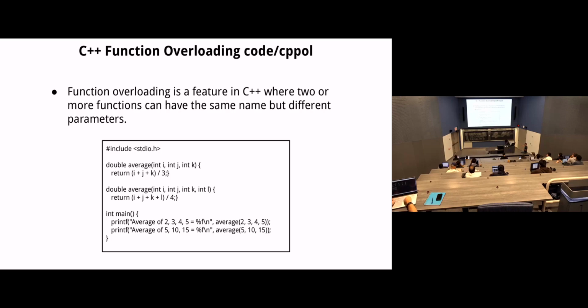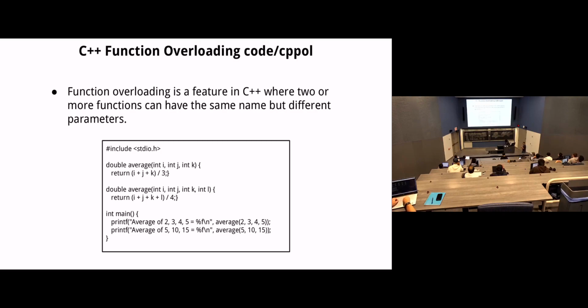The return value doesn't really matter. It's the argument. For example, in C++, you can define 2 average functions. One takes 3 integers, another takes 4 integers. And you call the function like this. But this is different from the variable arguments. Those 2 functions are 2 independent separate functions. They just happen to have the same name at the C code level. And after this one is compiled, they do not have the same name anymore.